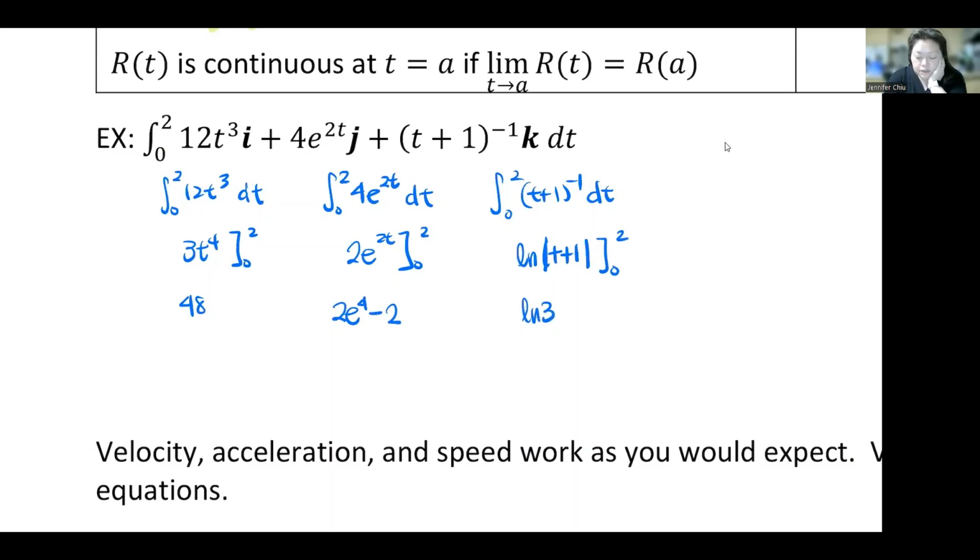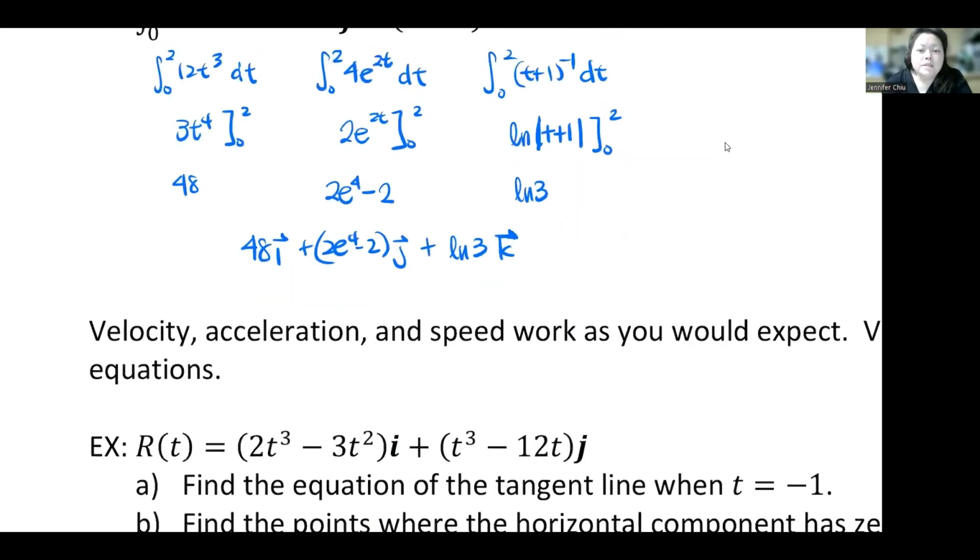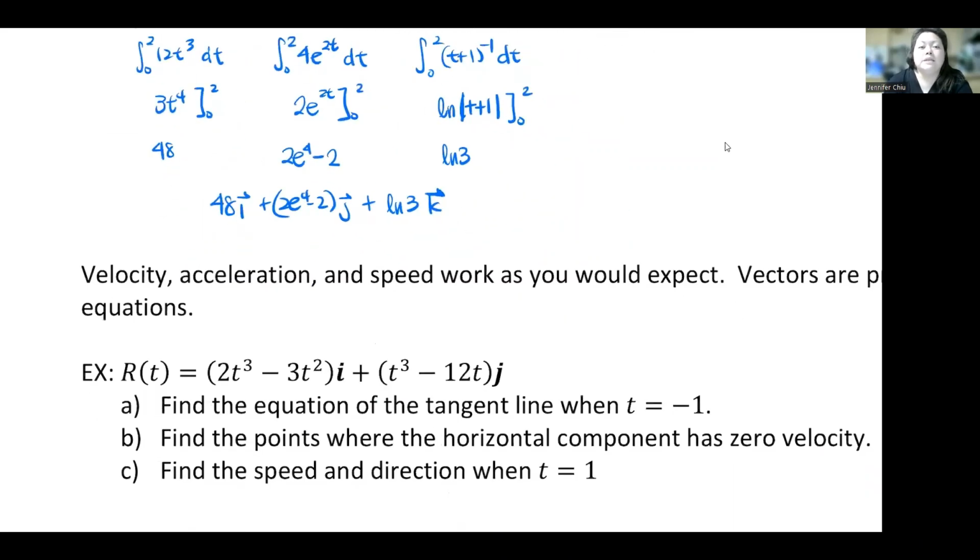So your final answer should be the components of 48i plus 2e to the fourth minus 2 j, sorry, wrong variable. And then lastly, plus natural log of 3, the k component. All right, so some teachers like to write this way to show you the vector because it's a little bit hard to bold your writing. So if you want to make sure this is obvious, you can use these little one-sided arrows to show your vectors.